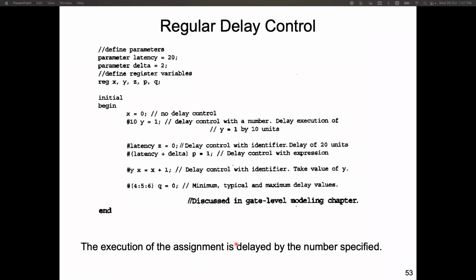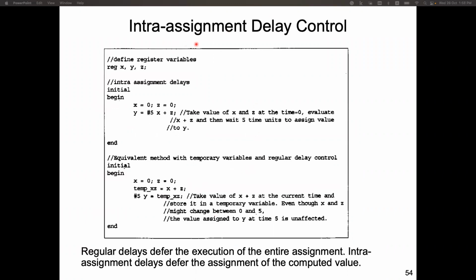The second type of delay-based timing control is intra-statement delay control. The delay is not specified at the left-hand side; it can be at the right-hand side. To illustrate this intra-statement delay control, let's check this example.